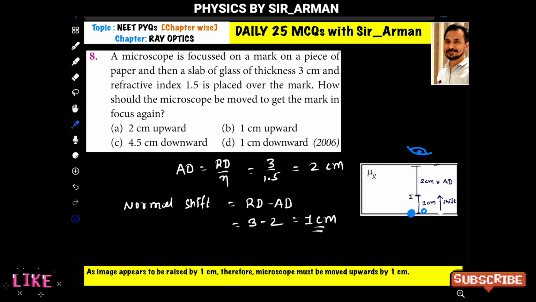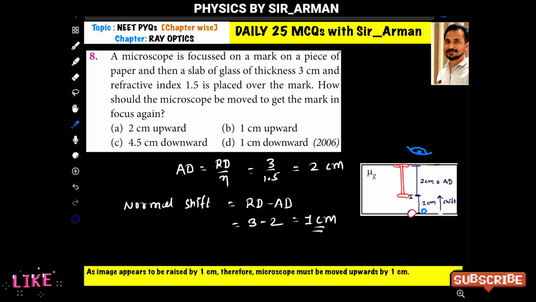Now we have the equation: apparent depth is equal to real depth by refractive index. So the real depth of the glass slab is 3 and the refractive index is 1.5. So the apparent depth is 2 cm. That is, the object or the ink dot which is here will appear 2 cm from the surface. Okay, and that we call apparent depth. So it will appear 2 cm from the surface.